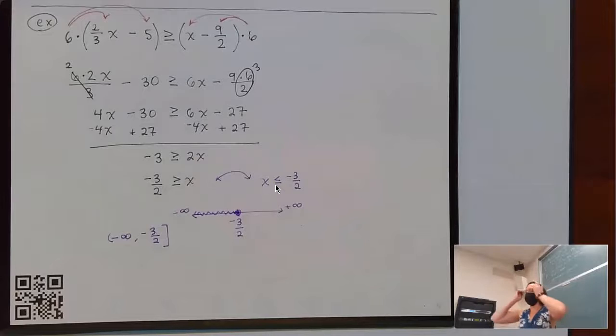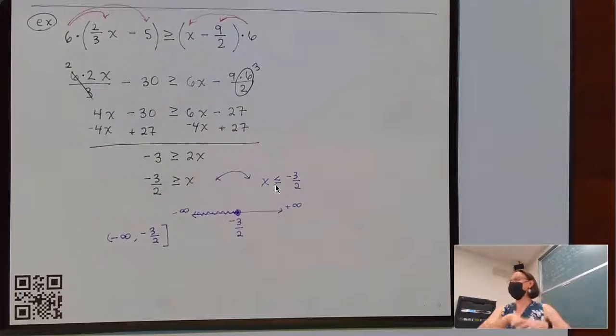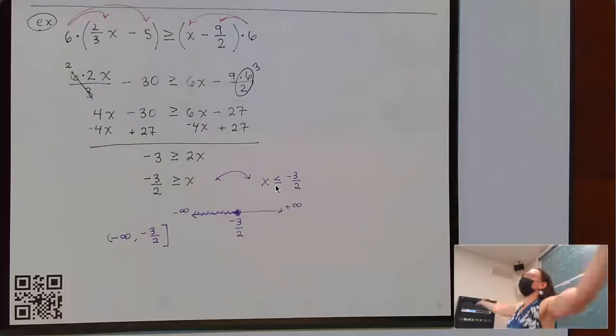No one asked this before, but anytime we have positive or negative infinity, we always use parentheses, never a bracket. And that's part of our math notation and saying infinity is not a particular number. I can't actually get to that particular number. It's this concept of the thing that's way, way out there on the end.